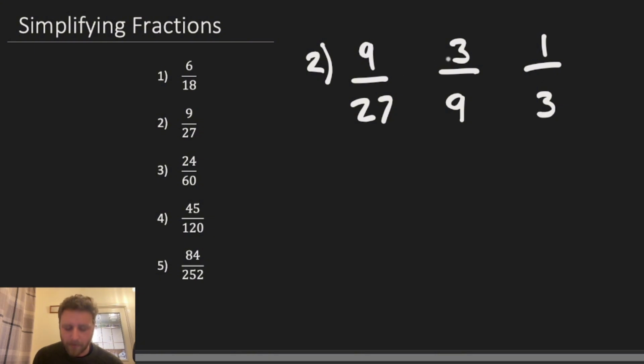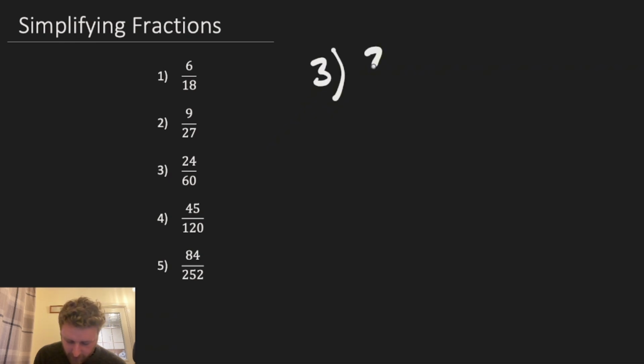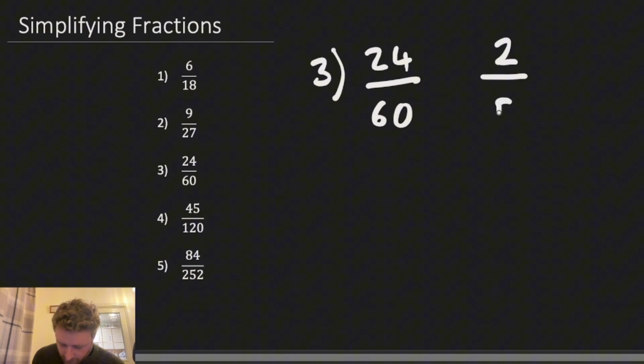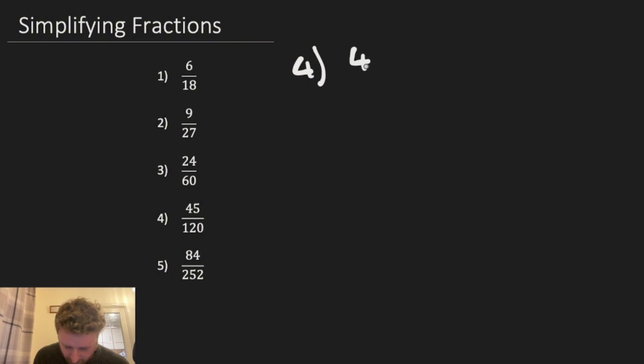Let's have a look at question number 3. Right, so question number 3, we have 24 over 60. And again, let's do something a little bit different. I can see that 24 is 2 times 12, and I can see that 60 is 5 times 12. So let's put a 2 on the top and a 5 on the bottom, and there's our final answer. Nice and easy.